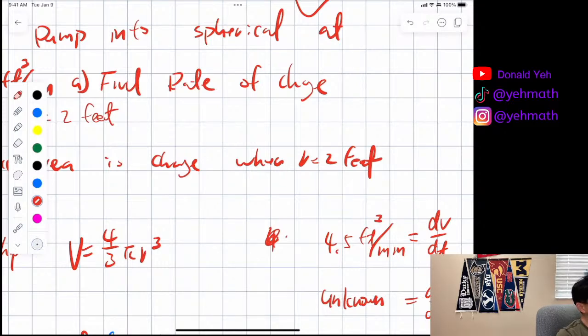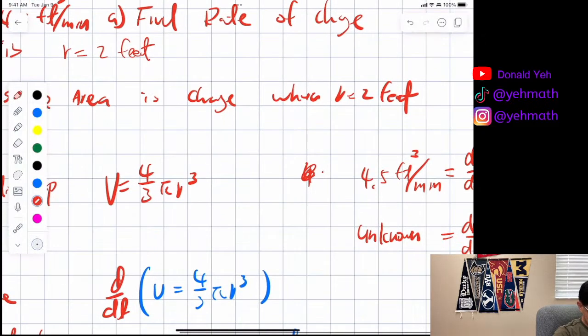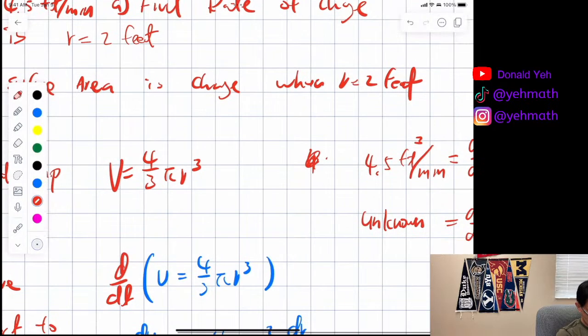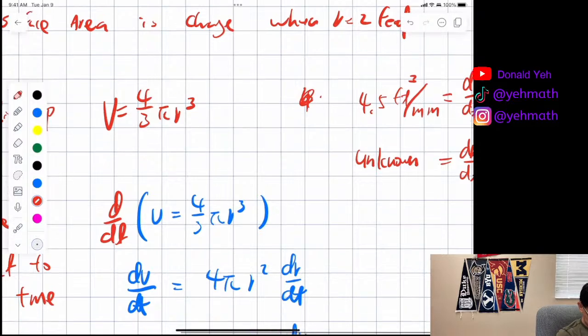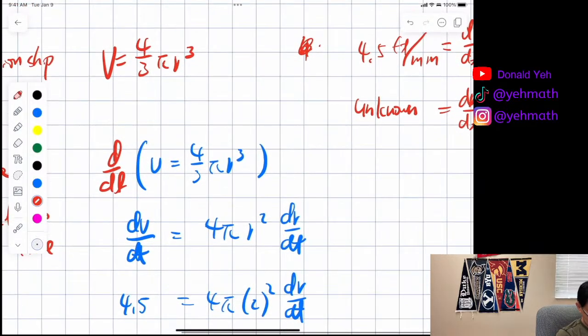Now I just take the derivative of this. d/dt of V equals 4/3 pi r cubed. If I take the derivative of that, I get dV/dt equals 4 pi r squared dr/dt. Did you understand how to do that? All I have to do is plug in all the information and solve for dr/dt. It's kind of like implicit differentiation, but it's not with respect to x.